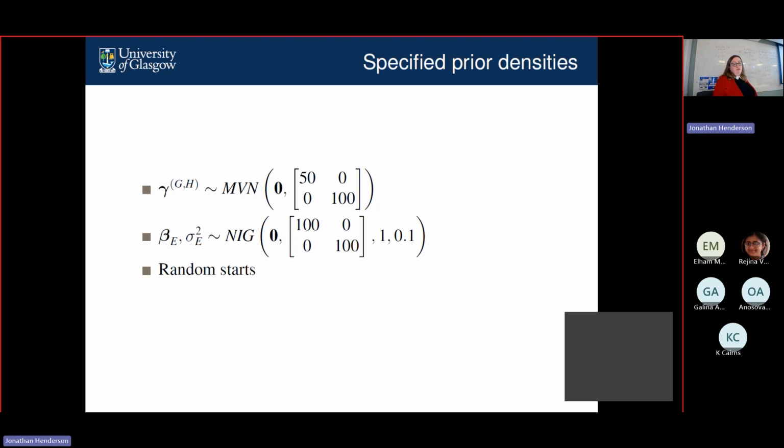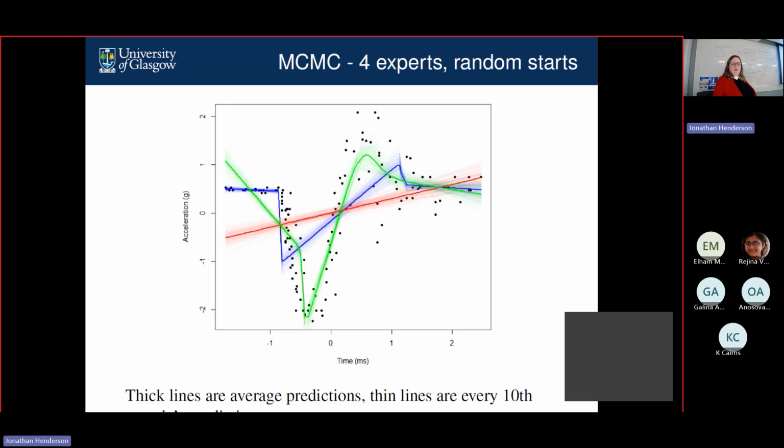So if we do random starts, this is what we get. We did 3 random starts. So this is showing that, you know, we did our very best, we tailored everything. I think you'd agree that most of these are not good, right? What we're seeing in the thick lines is basically the average across all of our iterations for these particular HNEs.